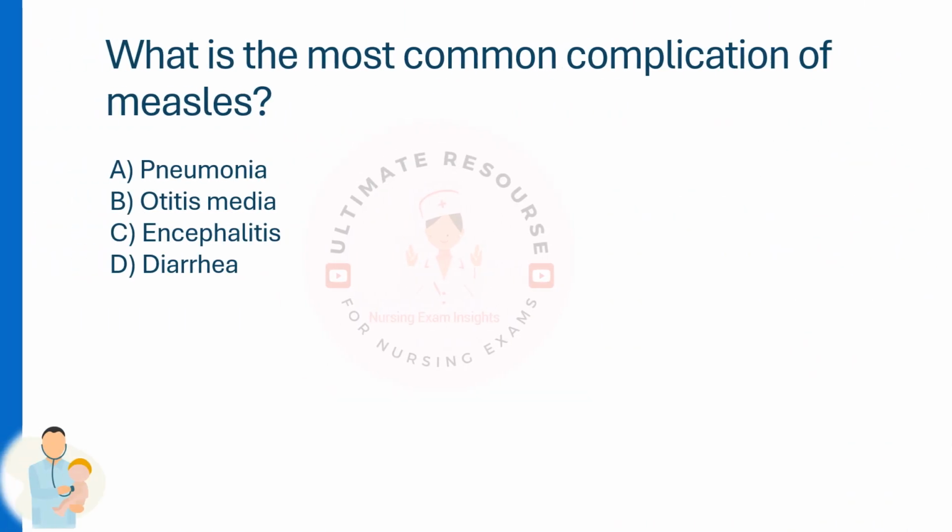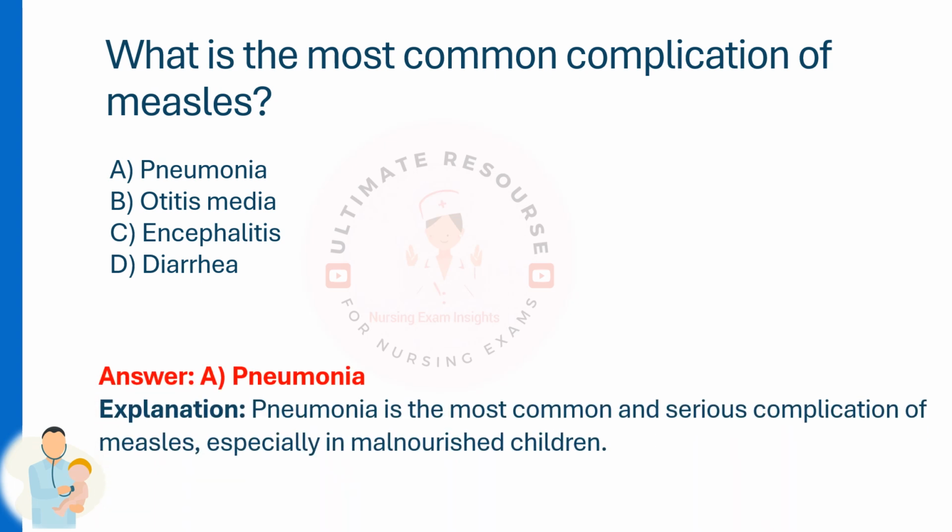What is the most common complication of measles? A. Pneumonia, B. Otitis media, C. Encephalitis, D. Diarrhea. The answer is option A. Pneumonia. Pneumonia is the most common and serious complication of measles, especially in malnourished children.